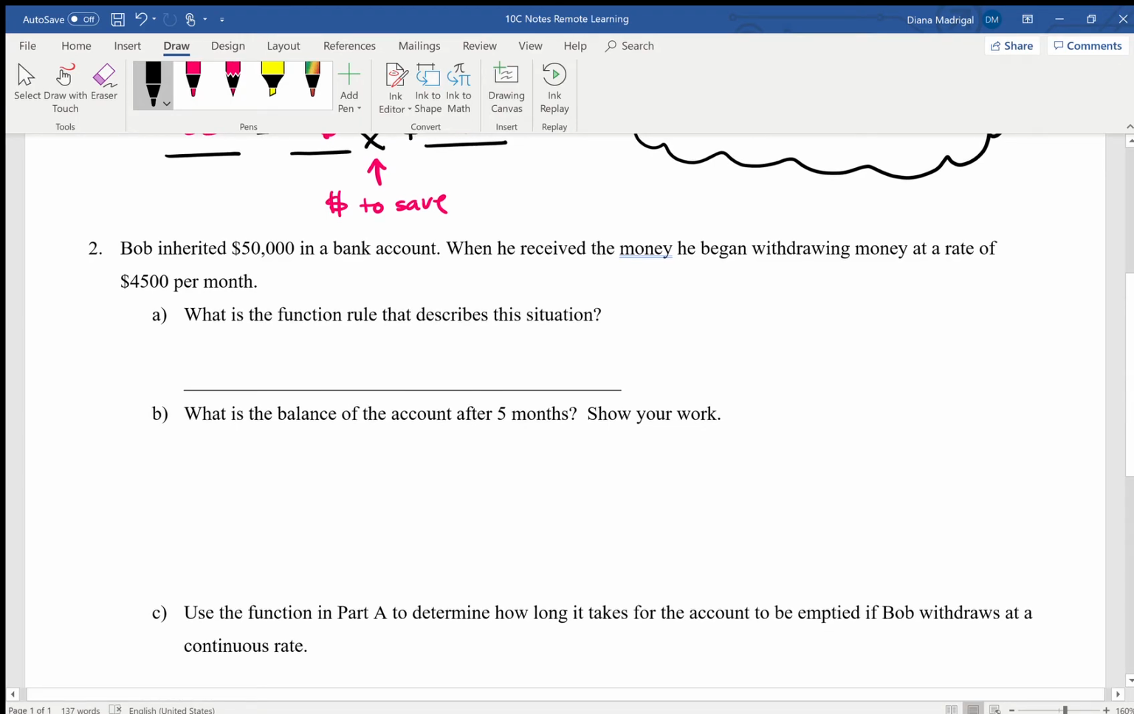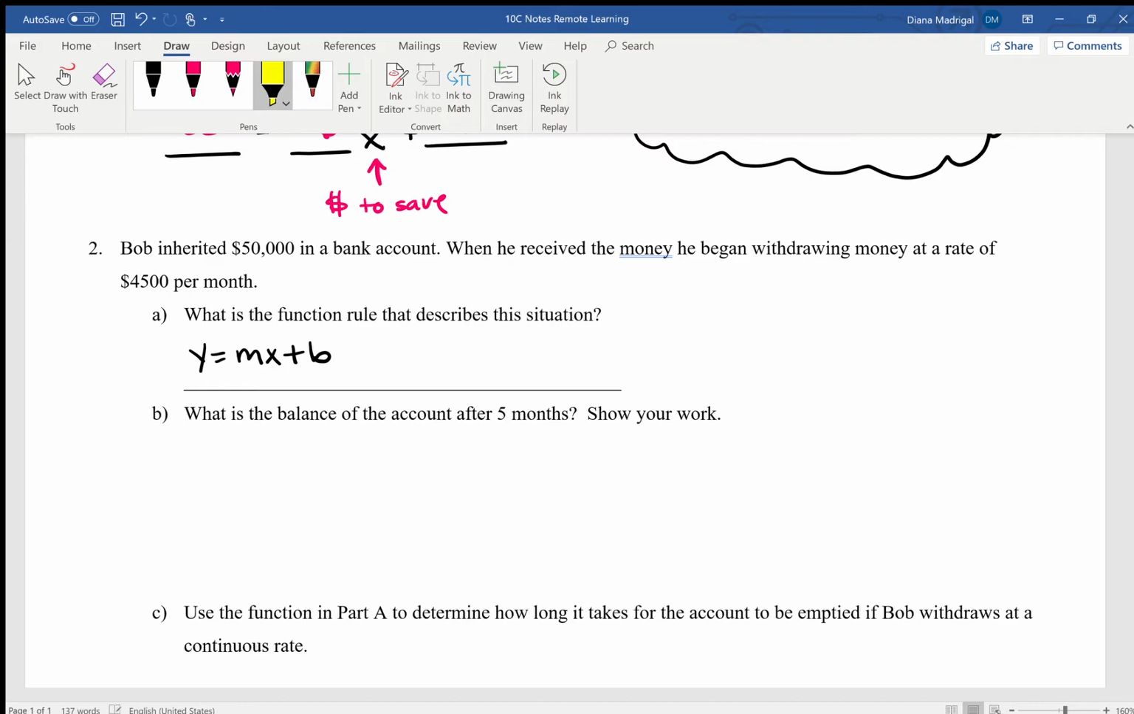It says Bob inherited $50,000 in a bank account. When he received the money, he began withdrawing money at a rate of $4,500 per month. What is the function rule that describes this situation? So you need to write the equation again, y equals mx plus b.